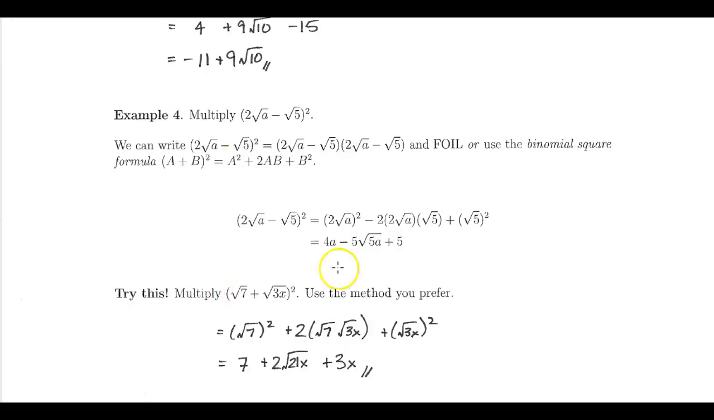So here I used that binomial square formula. So I squared root 7 plus 2 times root 7 times root 3x plus root 3x squared. And I have 7 plus 2 times root 21x plus 3x. And that is correct.